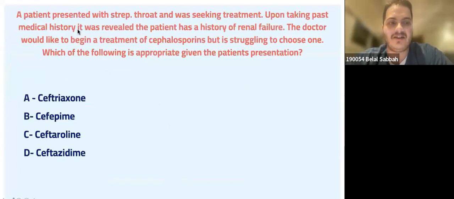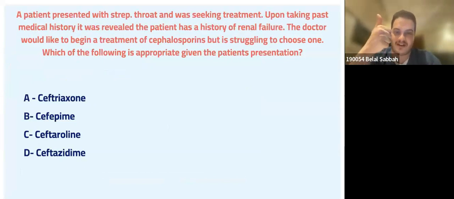All right, a patient presented with strep throat and was seeking treatment. Upon taking past medical history, it was revealed that the patient has a history of renal failure. The doctor would like to begin the treatment of cephalosporins, but is struggling to choose one. Which of the following is appropriate to give in this patient's presentation? Before you guys answer, or you can answer if you want, but let's quickly go through this question because these questions are a bit trickier when they say which one should we give. So just some things you should look at.